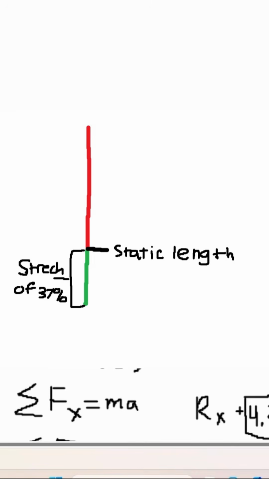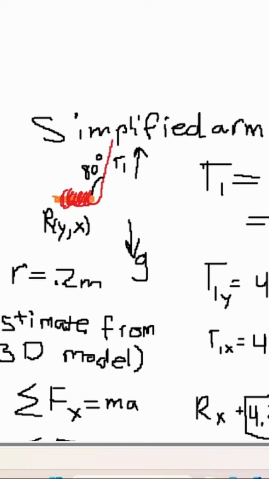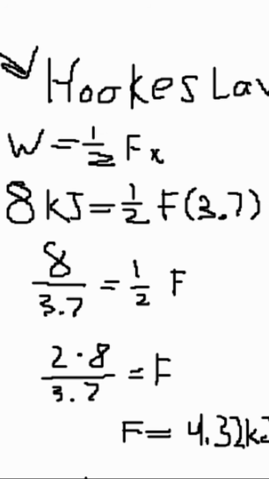So the rope stretches to about 37%, which means that it'll stretch 3.7 meters as the person falls. Hooke's law states that work is equal to 1/2 force times distance. So we plug in work, or our energy, and we can solve for force, which ends up being 4.32 kilonewtons.